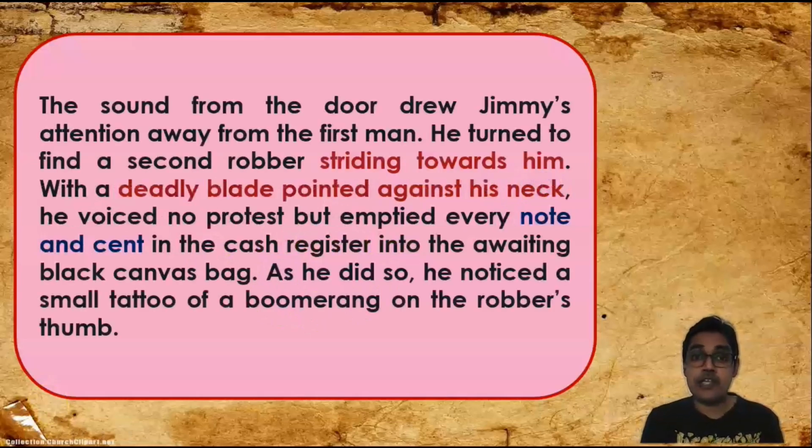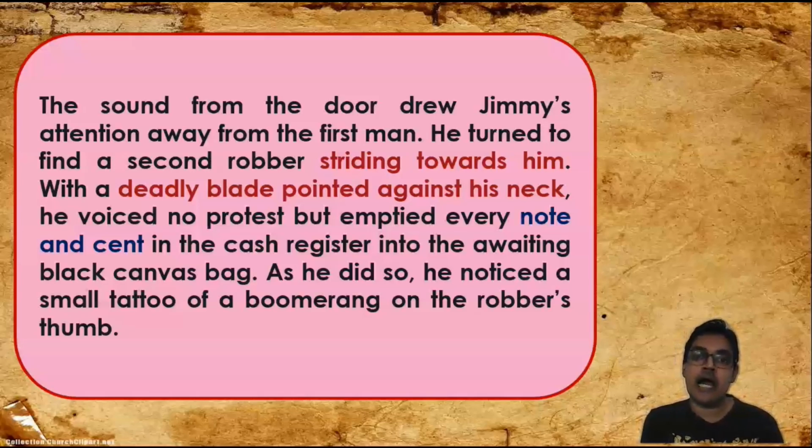The sound from the door drew Jimmy's attention away from the first man. He turned to find a second robber striding towards him, with a deadly blade pointed against his neck. He voiced no protest, but emptied every note and cent in the cash register into the awaiting black canvas bag. As he did so, he noticed a small tattoo of a boomerang on the robber's thumb.